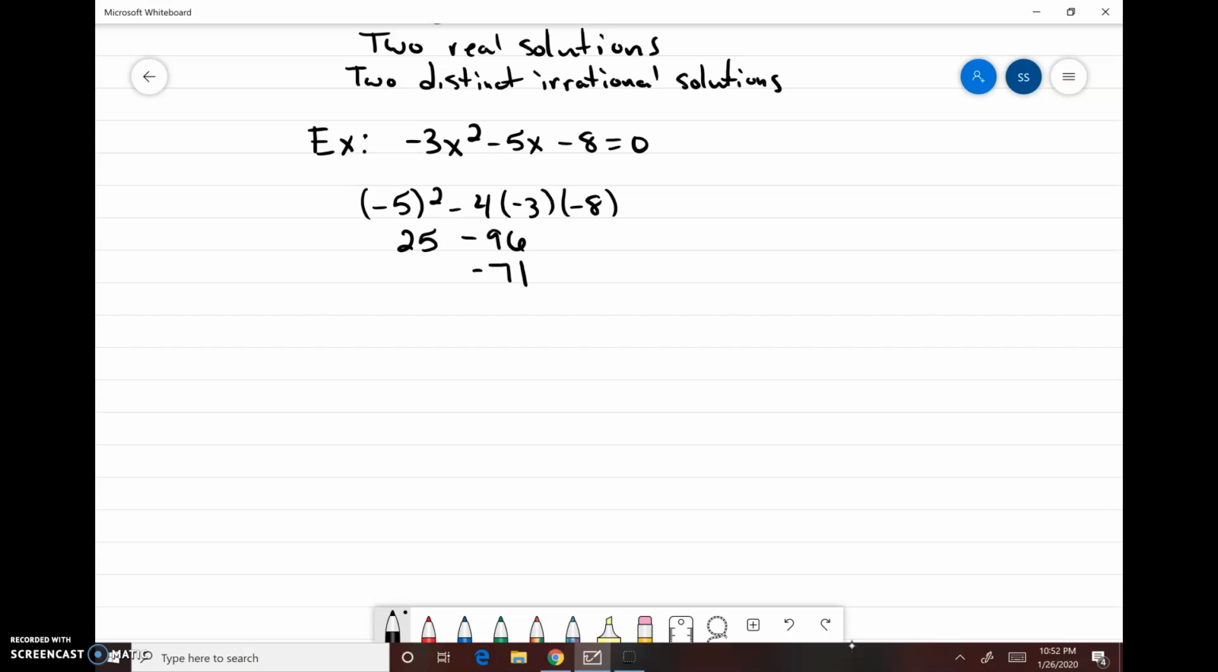Now, because my discriminant is less than 0, this tells me I have two complex solutions. Right. And if your discriminant was to equal 0, so if we had our discriminant and that equals 0, well then that tells me that I have one real solution.